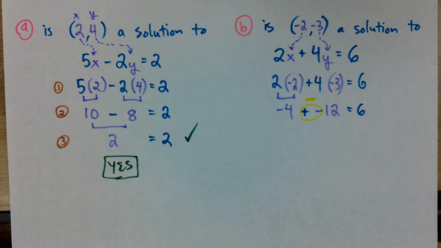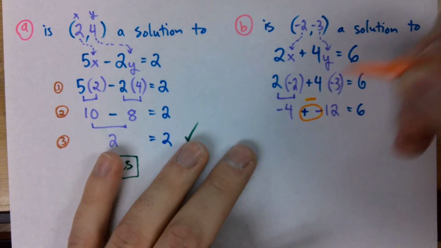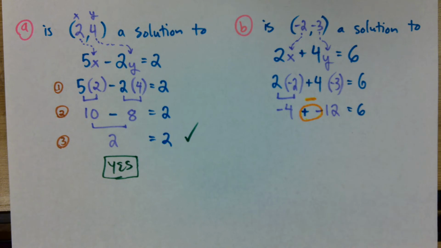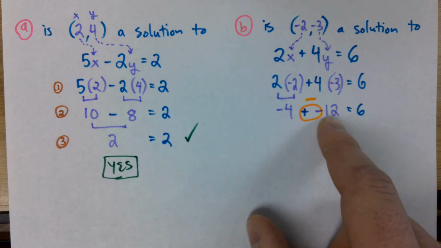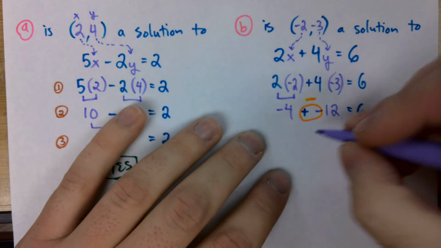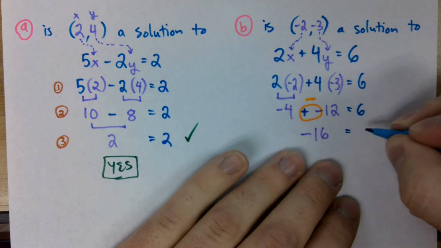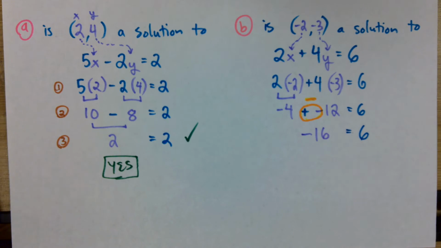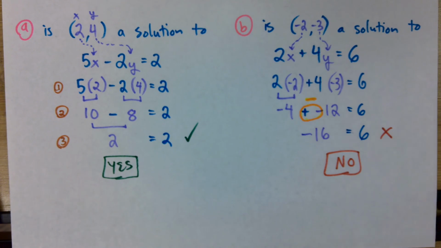This plus and this minus here just form a minus sign. Oh, you can't see that at all. Those form a minus sign. So really we've got -4 minus 12. And what's that going to give us? -16, right? Does -16 equal 6? No, absolutely not. Our answer here is just going to be no.